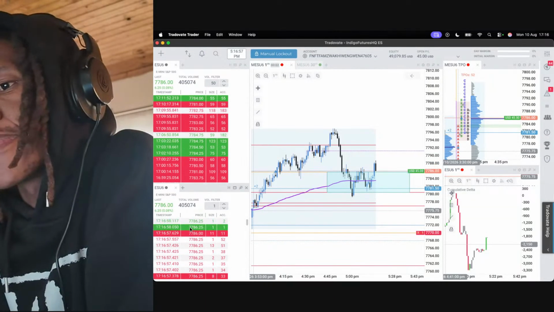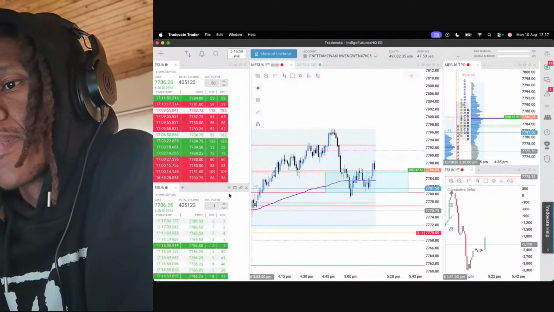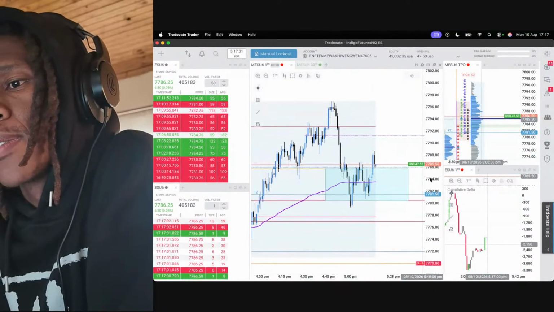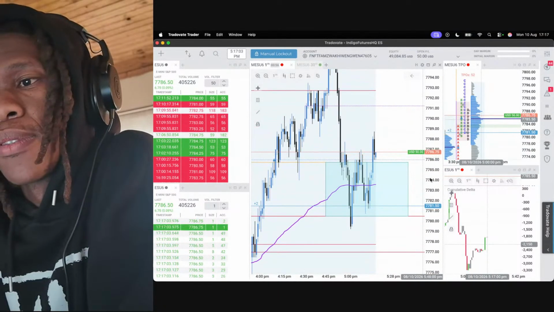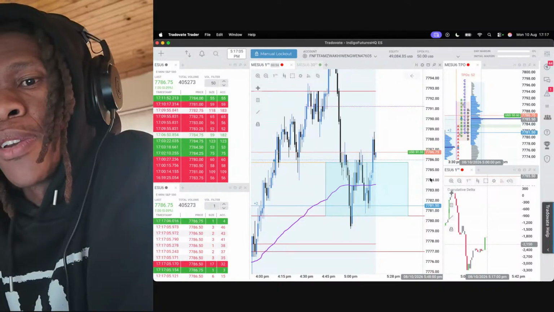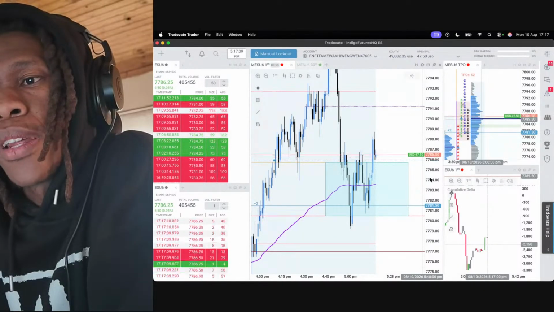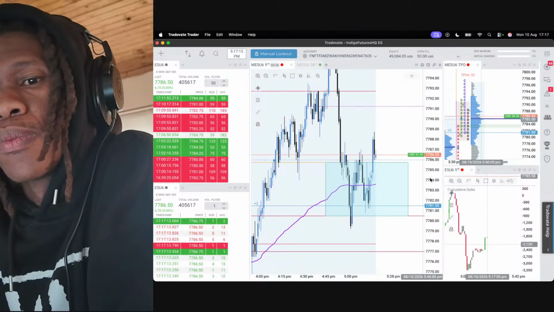87. Okay, let this retest work out. Retest of overnight value area high. Does that turn into support now? 8650.